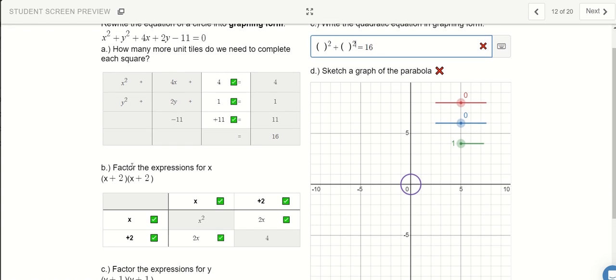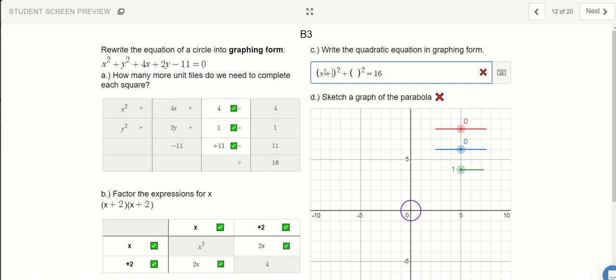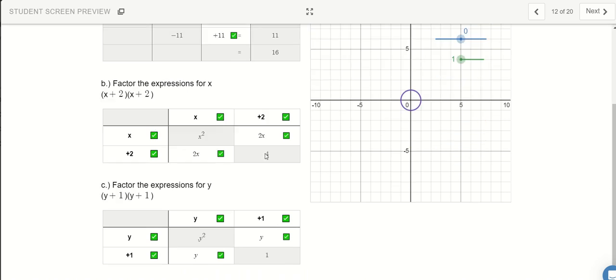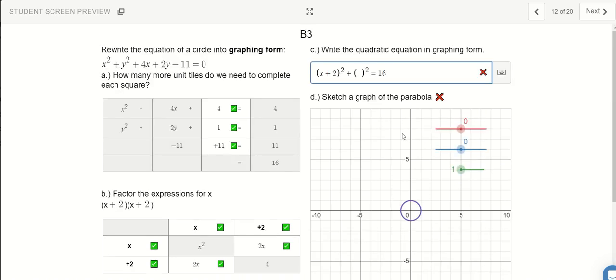Okay, so for these squares here, this is x plus 2 times x plus 2, or x plus 2 squared. And here we have y plus 1 times y plus 1, which is y plus 1 squared. So that's how we go from standard form to graphing form. We just complete the square twice.